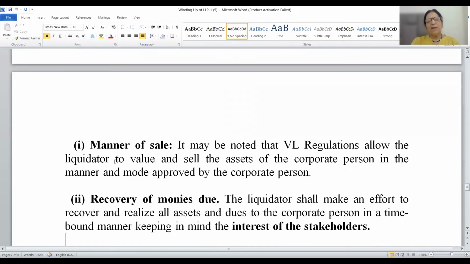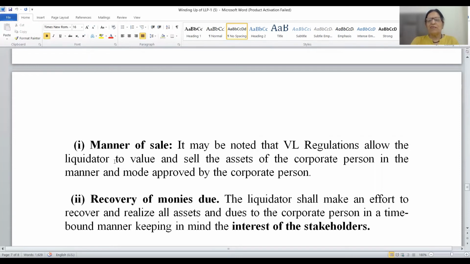Now what should be the manner of sale? How are the assets to be disposed of? How are the monies to be recovered? And where the money has to be kept. So all these points I would like to discuss now. First is the manner of sale.